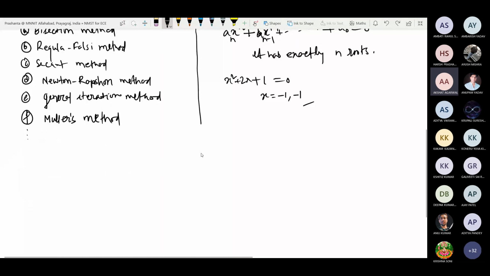Not exactly true. Let me write down briefly. So roots are simple roots, simple roots if it is of multiplicity 1, or repeated roots. Simple root.